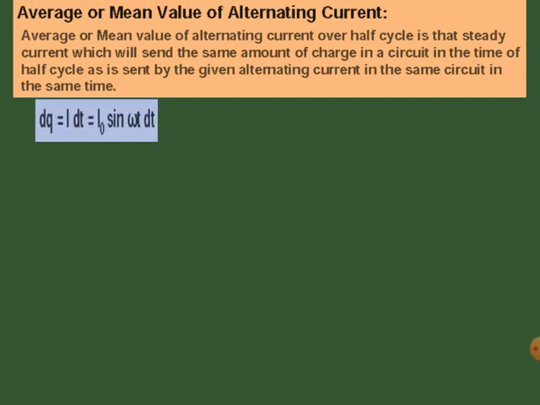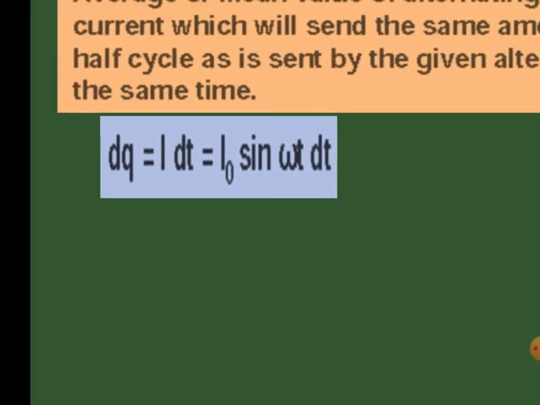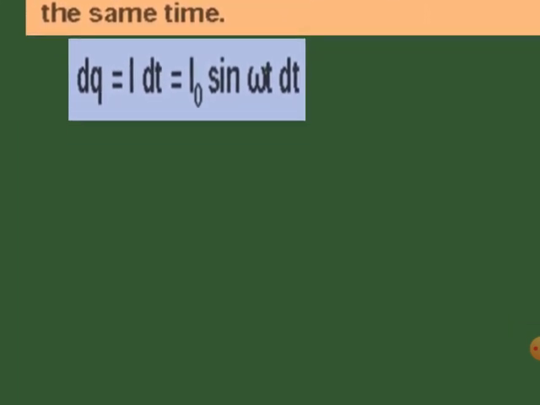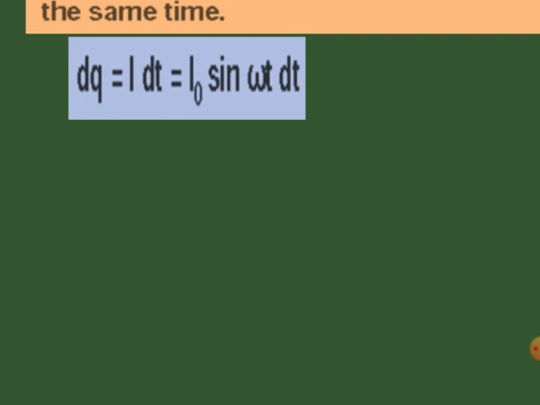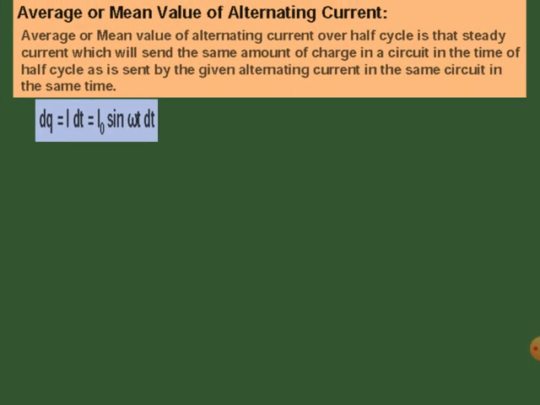Now if dq is the small amount of charge that is transferred into that circuit by the AC current, then your dq will be equal to what? I into dt. Why? Because we define current as the rate of flow of charge, so I will be equal to dq by dt. So dq will be equal to I into dt, right? But we know that instantaneous current I is expressed as I naught sine of omega t, so that is what I am writing here. Your dq will be equal to I naught sine omega t dt.